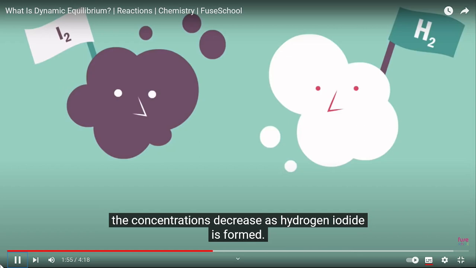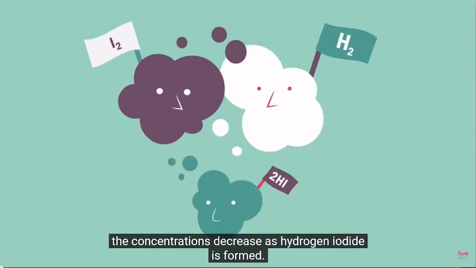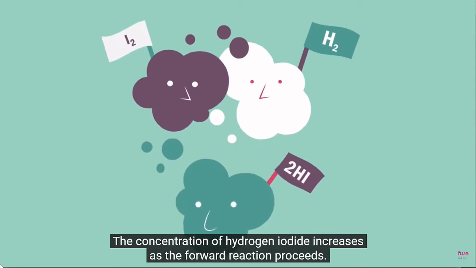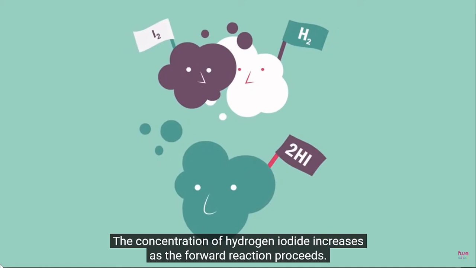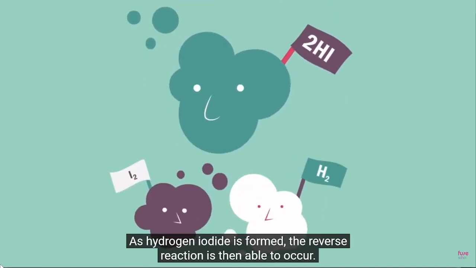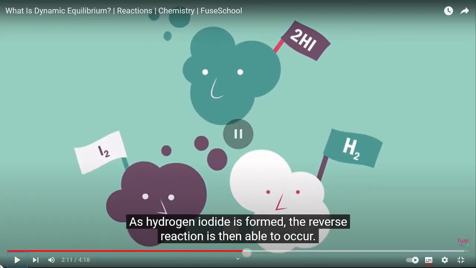The concentrations decrease as hydrogen iodide is formed. The concentration of hydrogen iodide increases as the forward reaction proceeds. As hydrogen iodide is formed, the reverse reaction is then able to occur.